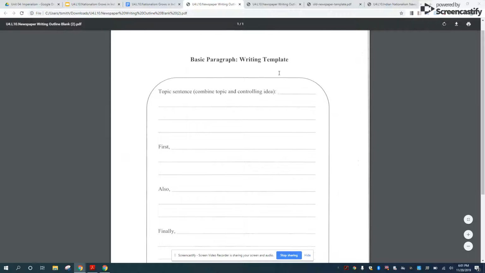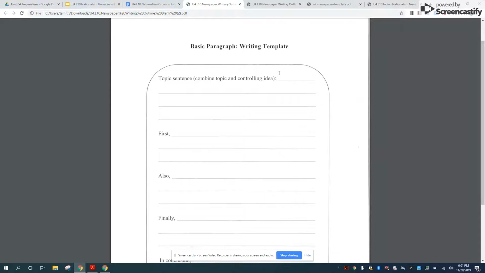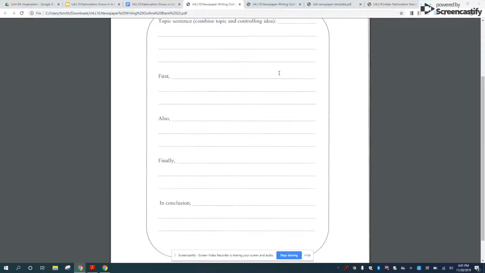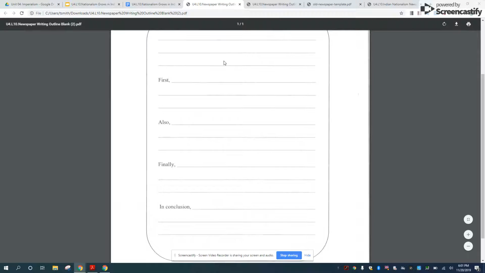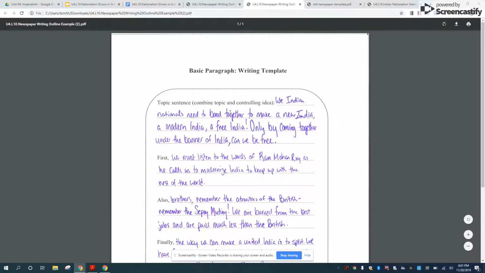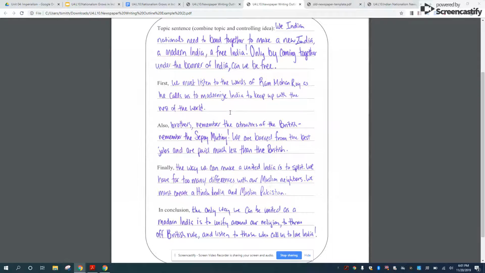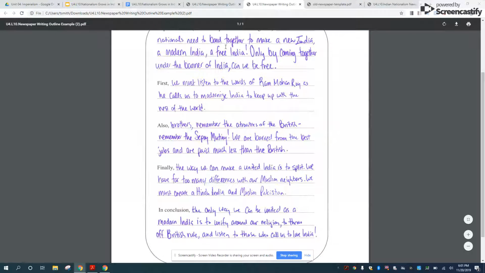Here's a blank basic writing template for a paragraph. This is something that you will need to fill out. This is not optional. You have to fill this out. Here's what mine looks like. This is my paragraph, but I just broke it down for us. So here's my topic sentence, my first sentence, my second sentence, third body sentence, and finally a conclusion.